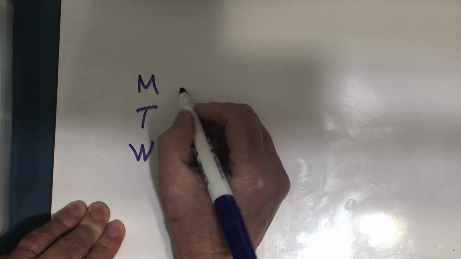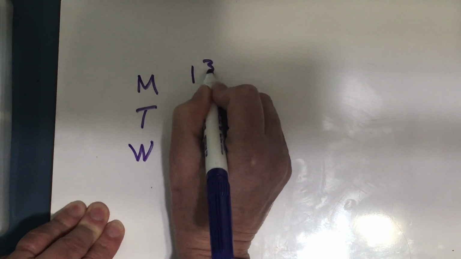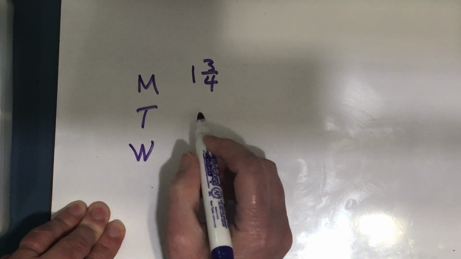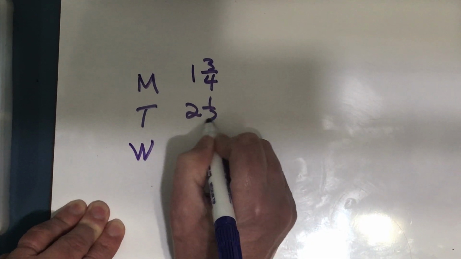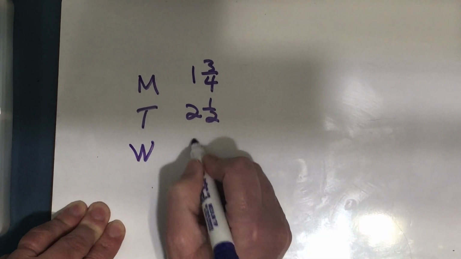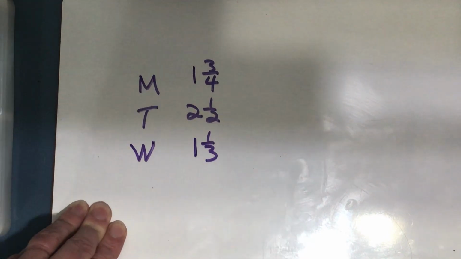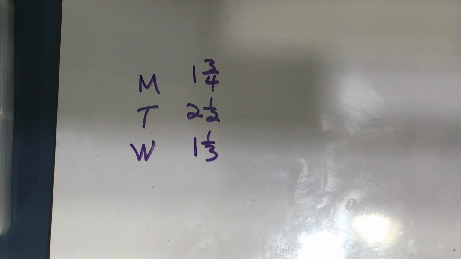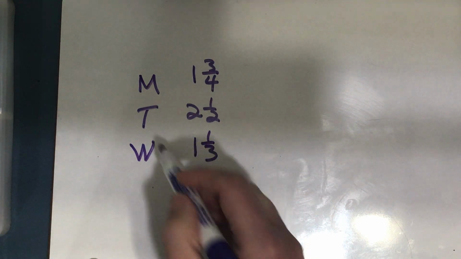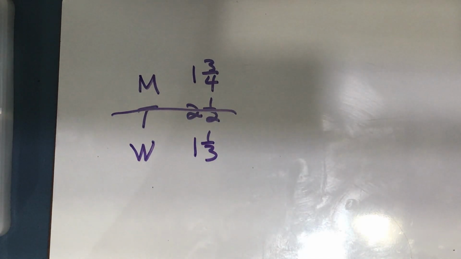On Monday, she babysits for 1 3/4 hours. On Tuesday, 2 1/2 hours. And on Wednesday, 1 1/3 hours. And we're looking for when she babysat the shortest length of time. Well, my whole numbers are not all the same. 2 is bigger than 1, so I can automatically eliminate Tuesday because that's when she babysat for the longest amount of time. So I'm just left with Monday and Wednesday, 1 3/4 and 1 1/3.